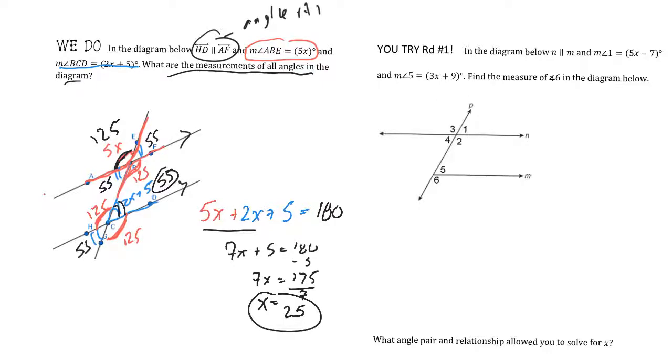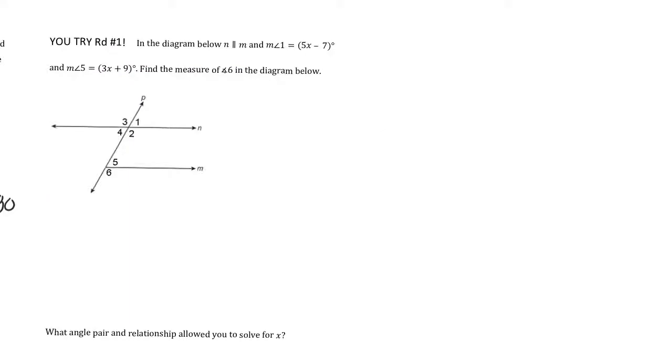So once I know one of the angles, I can figure all of them out if my lines are parallel. All right, try the one on the right, and then I'll give you the answer. So in the diagram below, N and M are parallel. So this line is parallel to this line.